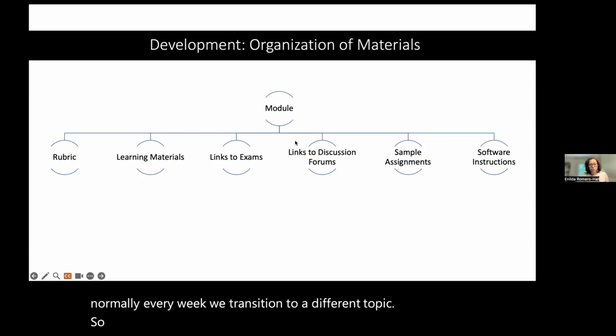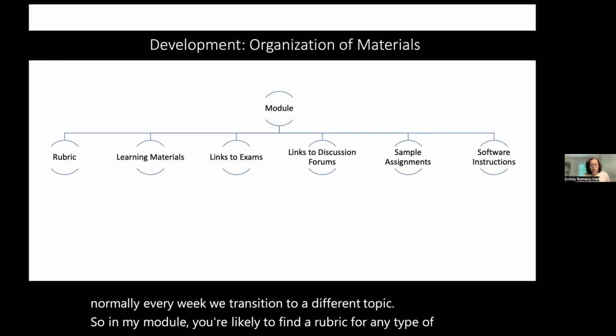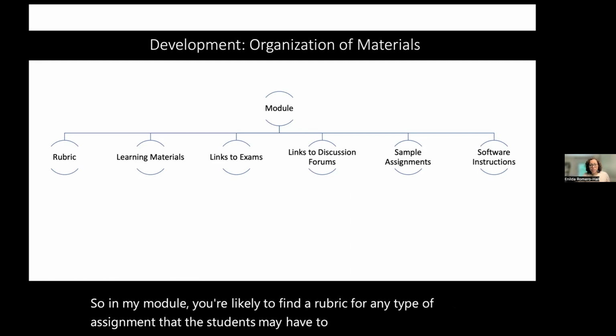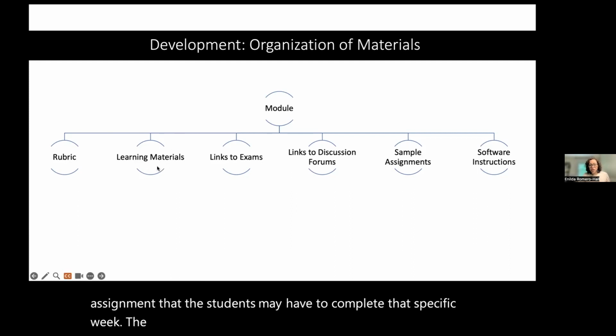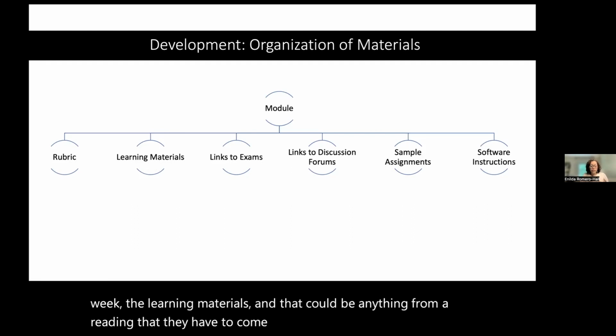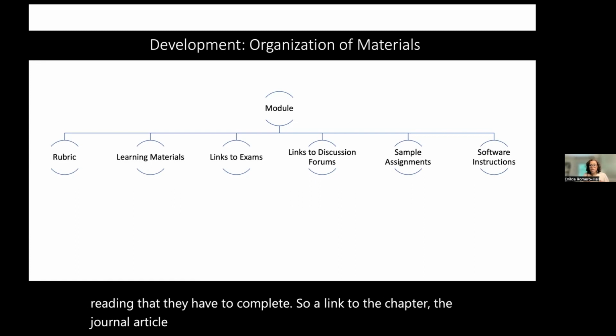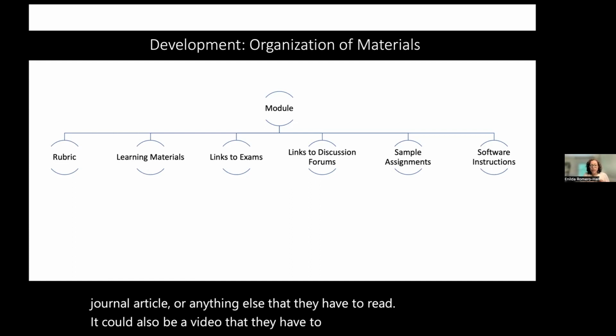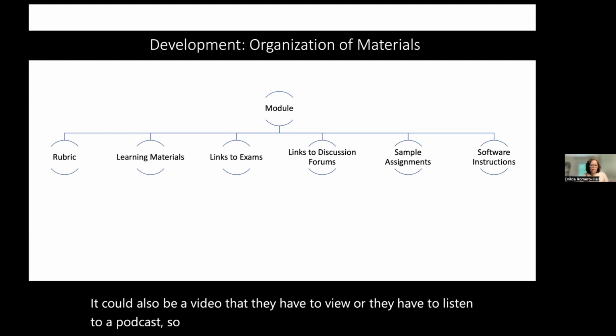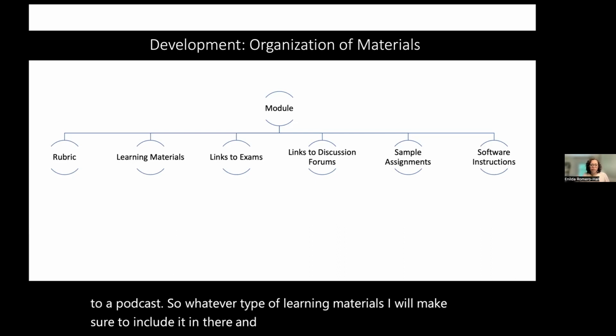So in my module, you're likely to find a rubric for any type of assignment that the students may have to complete that specific week. The learning materials, and that could be anything from a reading that they have to complete, so a link to the chapter, the journal article, or anything else that they have to read. It could also be a video that they have to view, or they have to listen to a podcast. So whatever type of learning materials, I will make sure to include it and signal it as a learning material.